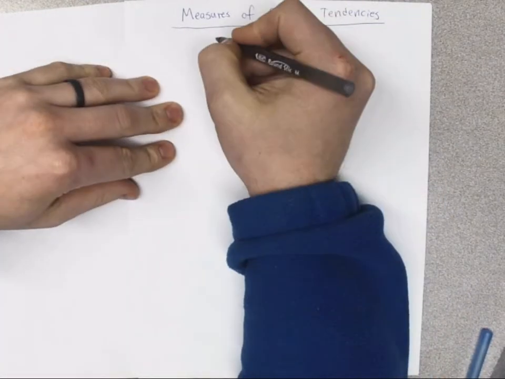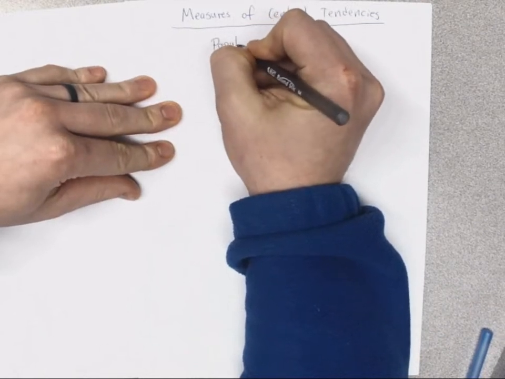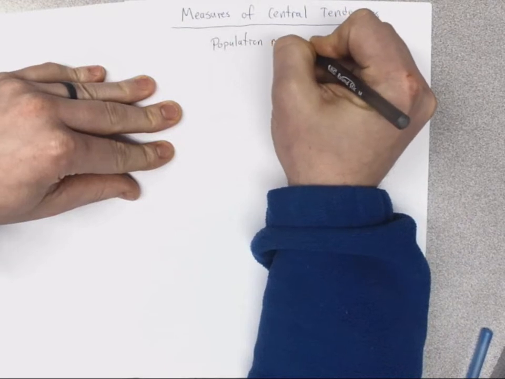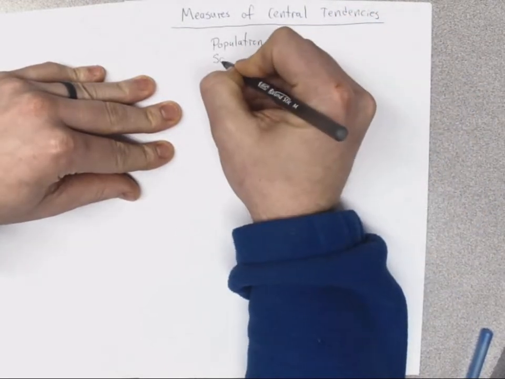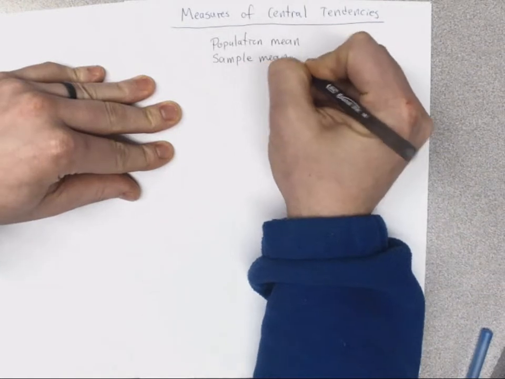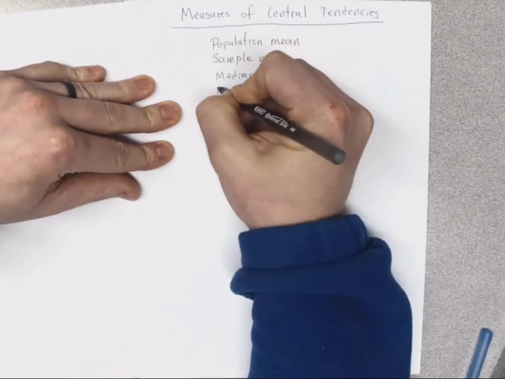Here we're talking about measures of central tendencies, and we're going to define four different measures. So I'm just going to write those four down and show you what we're going to label. The first one is population mean, and then we're going to have a sample mean, median, and then a mode.